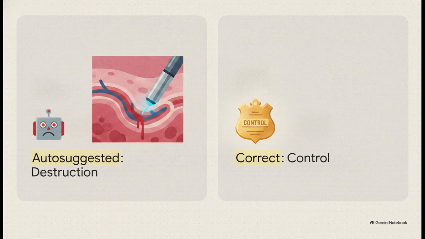Last case file. A surgeon does a fulguration on an oozing bladder wall. Encoders love to see fulguration and automatically scream destruction. But why are they doing it? To stop bleeding. They are achieving hemostasis. Whenever that's the primary goal, you have to choose control, not destruction.